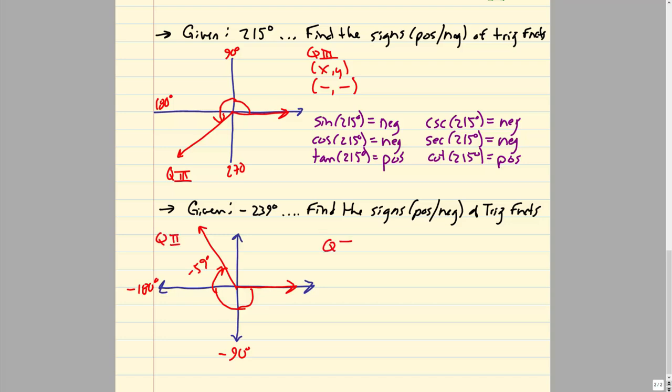So my total movement here is negative 239, which puts me in quadrant 2. In quadrant 2, my x values are going to be negative and my y values positive. Now when I start to find my trig functions, sine of negative 239 degrees is y, which is positive, over r, which is always positive. A positive divided by a positive is a positive. And because sine is positive, so is the cosecant.